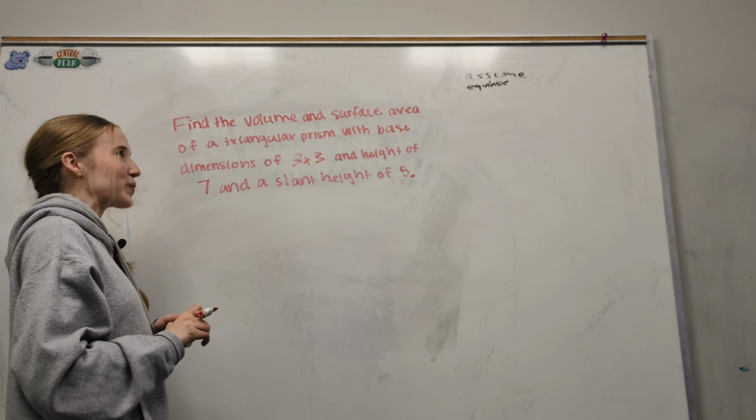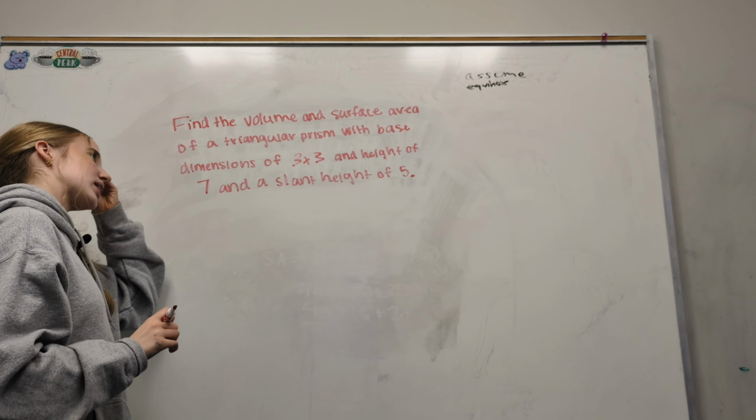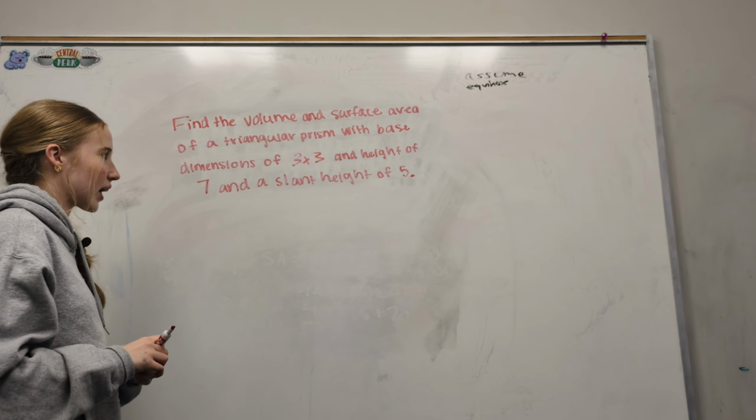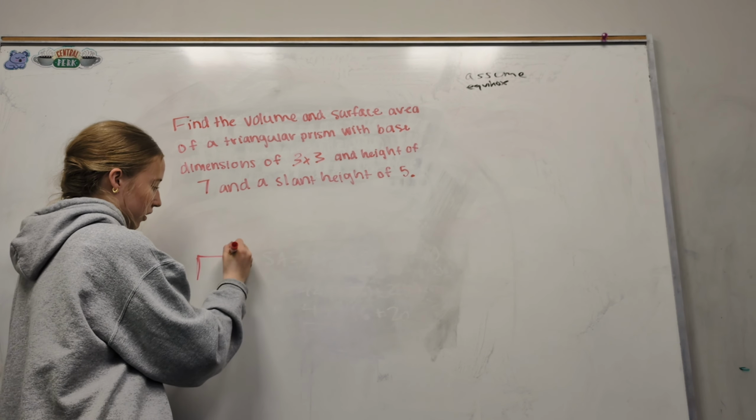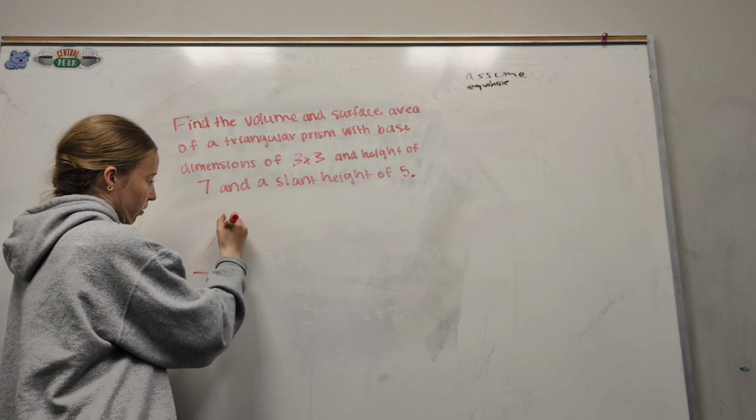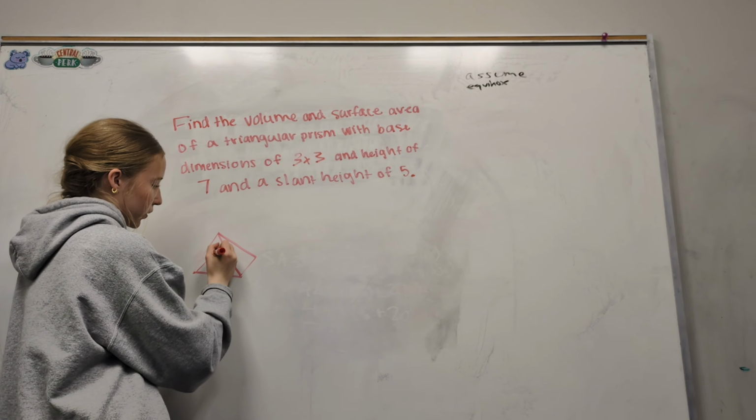Today we're going to find the volume and surface area of a triangular prism with base dimensions of 3 by 3 and a height of 7 and a slant height of 5. So first we're going to draw a picture to model this. I'm going to start with a triangle. It doesn't have to be perfect, just something to help you visualize.